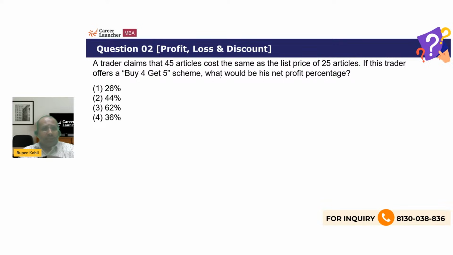Okay, so the thing is, start from here. 45 articles cost, let's say cost price is x, and y is the selling price. So 45x is the same as 25y, where y is the selling price. So I'm getting y to be 45 by 25 or 9 by 5 times of x, or 1.8 times of x. Means there is an 80% margin markup.